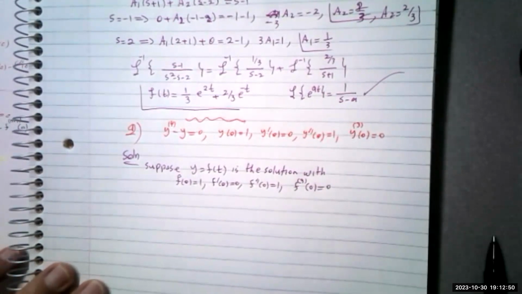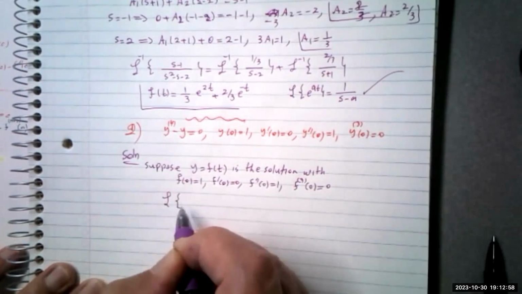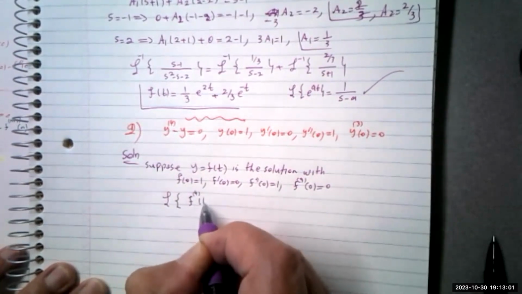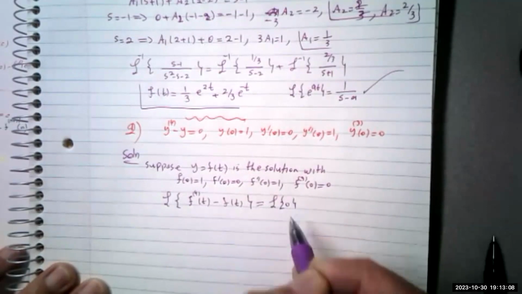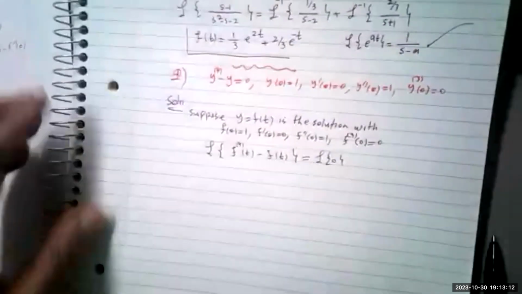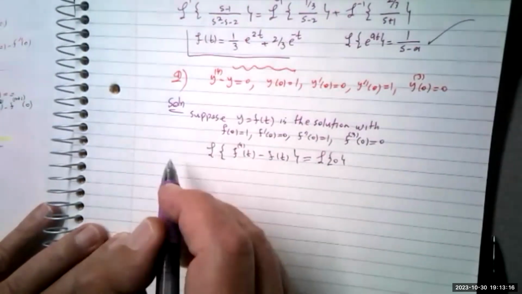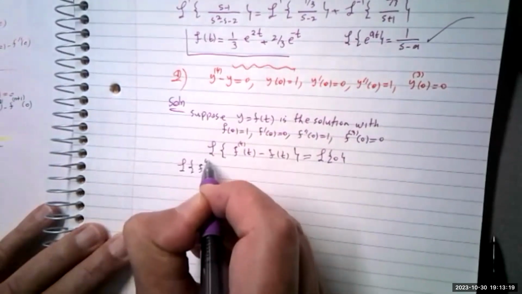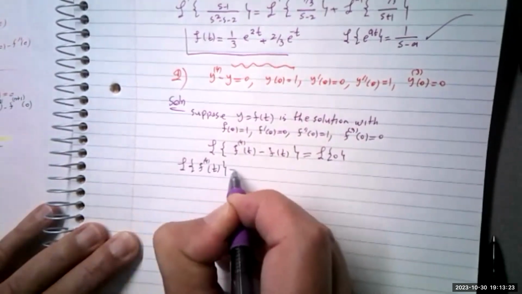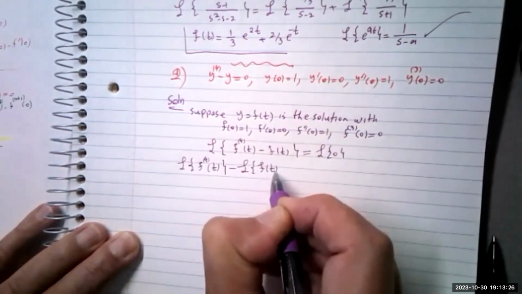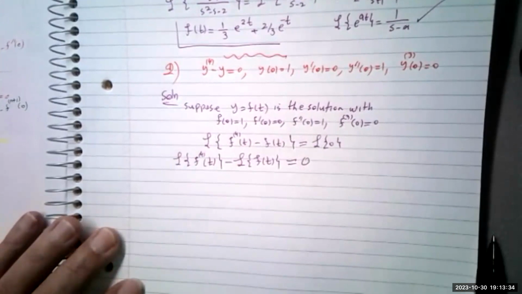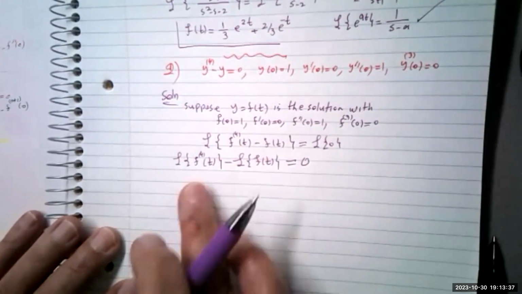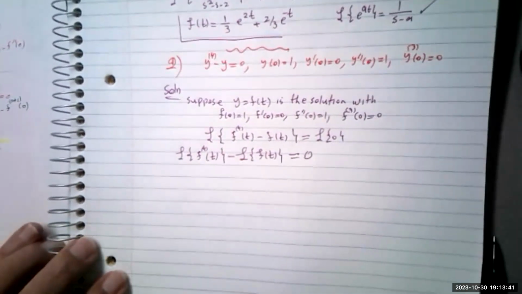Okay, now take the Laplace transform of your equation. So now your equation will change to the Laplace transform of the fourth derivative of f of t minus f of t equal to the Laplace of 0. Now we distribute this. Laplace transform is linear, so it's going to be Laplace of f fourth at t minus Laplace of f of t, equal to the Laplace of 0. Now you have to substitute for the Laplace of the fourth derivative.